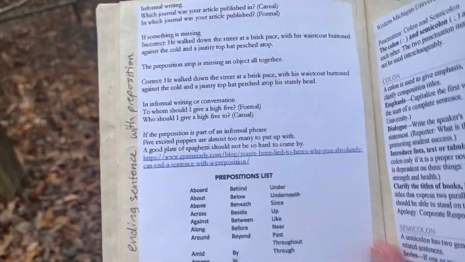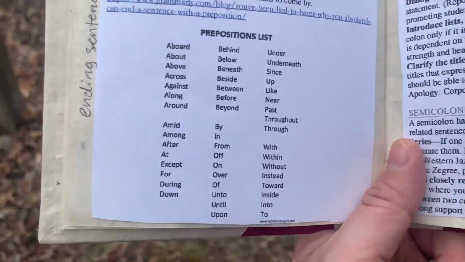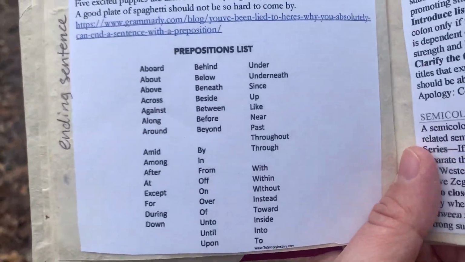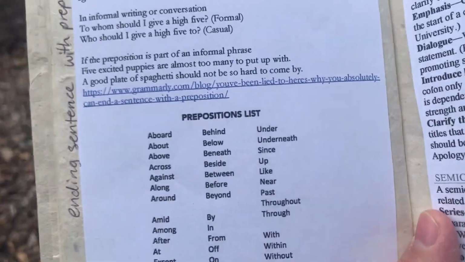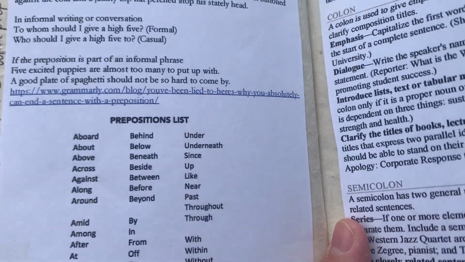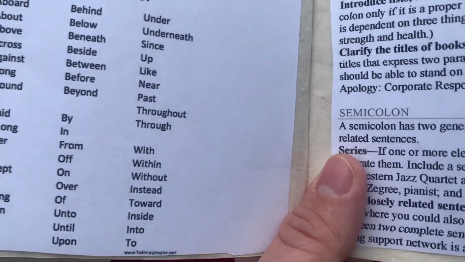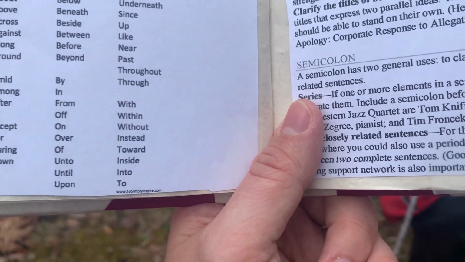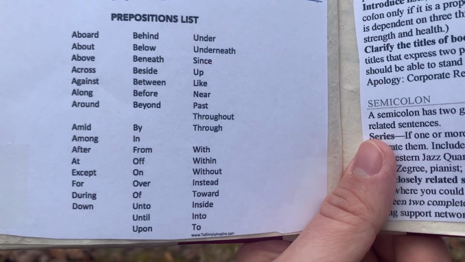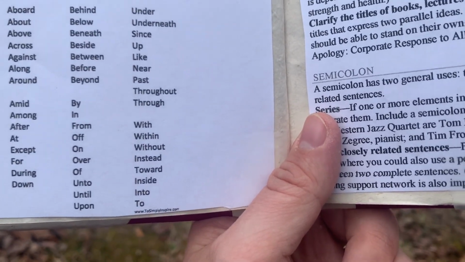So, as you see, I've just got a list of our prepositions to remind us what they are. We've got aboard, about, across, above, against, along, around, amid, among, after, at, except for, during, down, behind, below, beneath, beside, between, before, behind, beyond, by, in, far, off, on, over, of, unto, until, upon, under, underneath, since, up, like, near, past, throughout, through, with, within, without, instead, toward, inside, into, to.